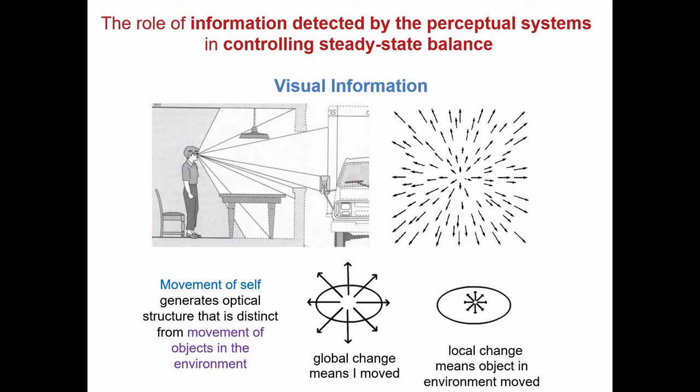In contrast, if part of the world is moving towards you, then that and only that part of the visual field will be expanding. The local optic flow pattern that we see here could be generated by the optical expansion that's associated with someone throwing a basketball towards you.